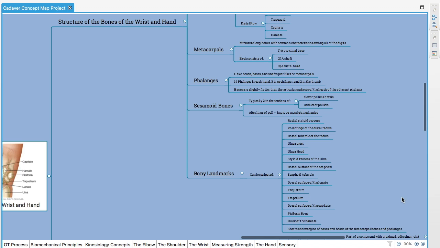It's important to understand the bony landmarks, which can be palpated. Examples are the radial styloid process or the ulnar head.